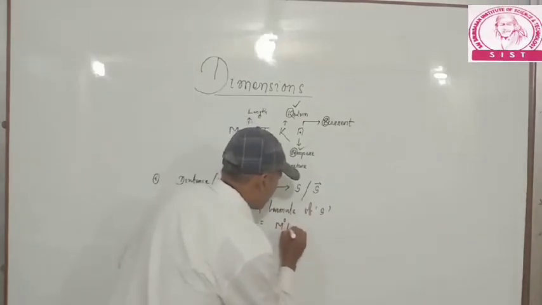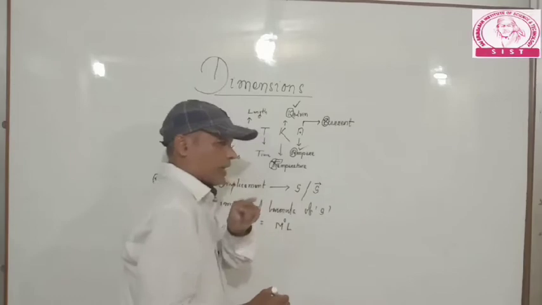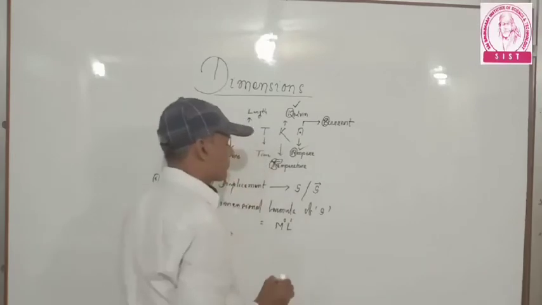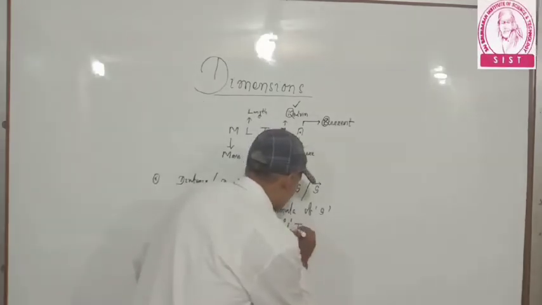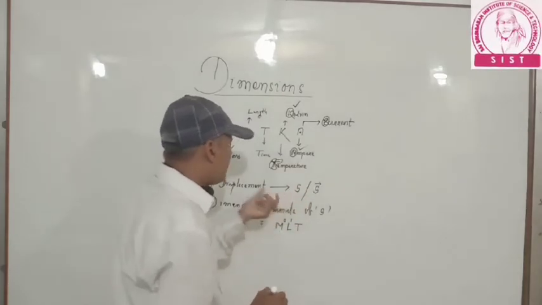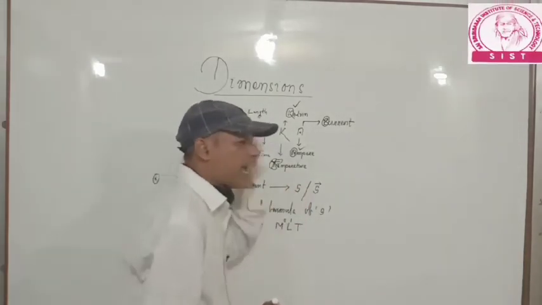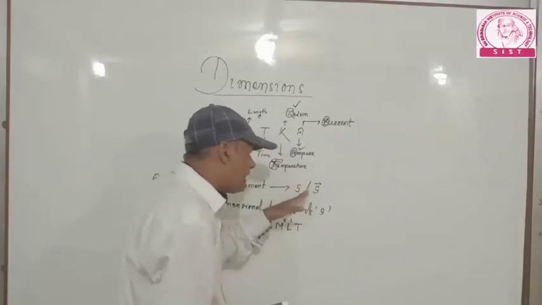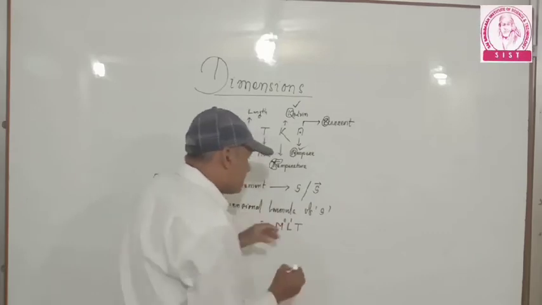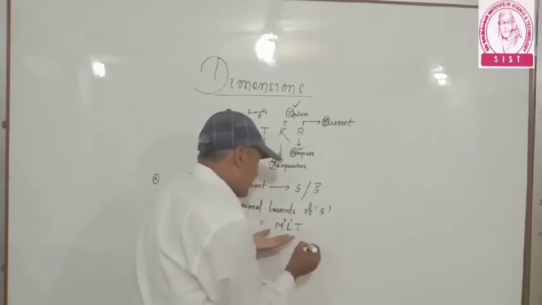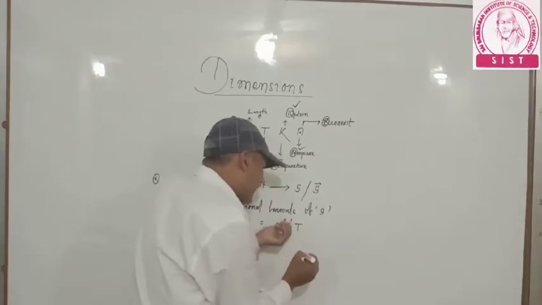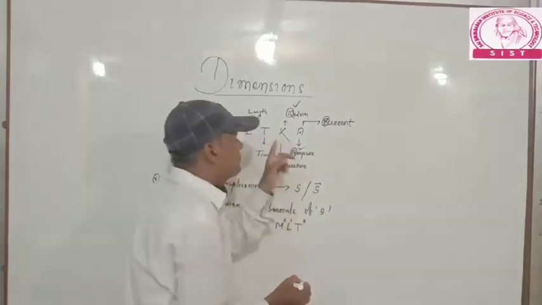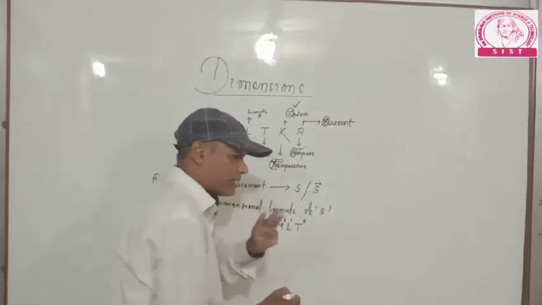But L is present. Here you see it is not S square. It is S. That means single length is here. So L to the power 1. The next T. You see time is not here. And it is a fundamental quantity. It is not attached with any other quantities. It is quite independent. That's why only length we have to write. So T is not there. Hence, I can write it is m to the power 0, L to the power 1, T to the power 0. Minimum 3 letters you have to present out of 5 letters.